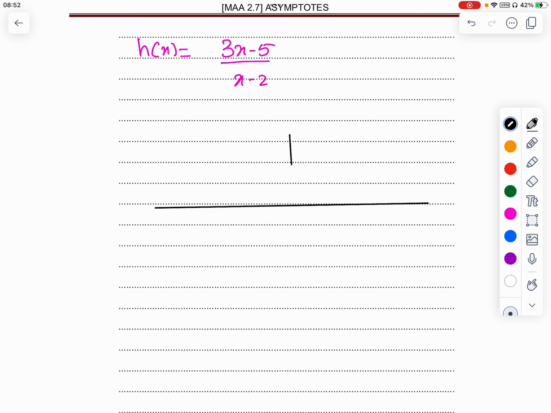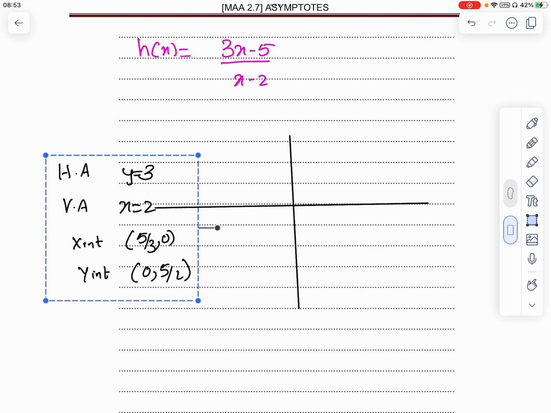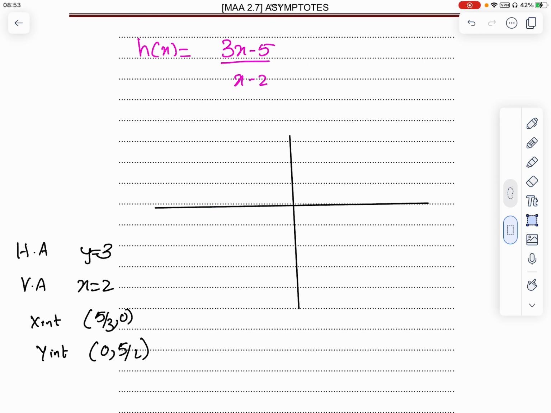So how should I be able to sketch the graph? First try to find the horizontal asymptote. Horizontal asymptote is y equals 3, and vertical asymptote. What is the vertical asymptote? Denominator equals 0. Then I find the x-intercept. x-intercept means y equals 0. So it will be (5/3, 0). And y-intercept means x equals 0. So (0, 5/2). So always try to get these four values. So I got horizontal asymptote at y equals 3. So let me draw neatly.